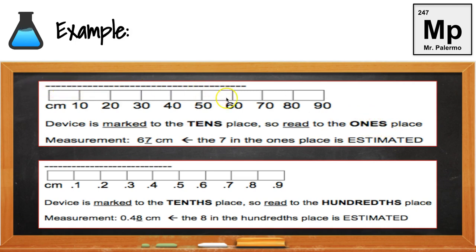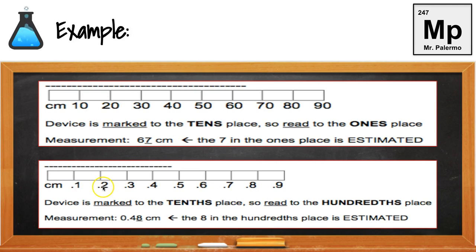So this line here then is at least 60 known, and then our estimate is going to be the ones place. So I would say it's probably about 65. We could say 67. Again, that ones place value is going to be the estimated place value.